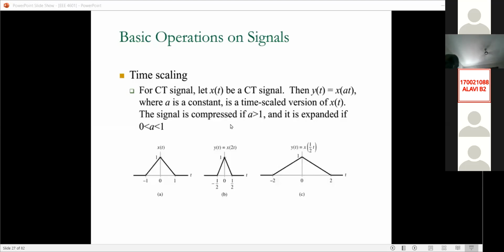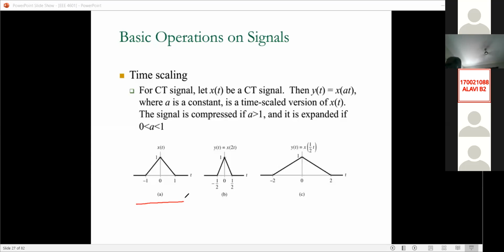Okay, so we have this example there. Now this signal is not sinusoidal, but it is triangular or something like this. But still the same logic will be applicable, okay? Now consider that this is your original signal. Figure A is your original signal, okay?